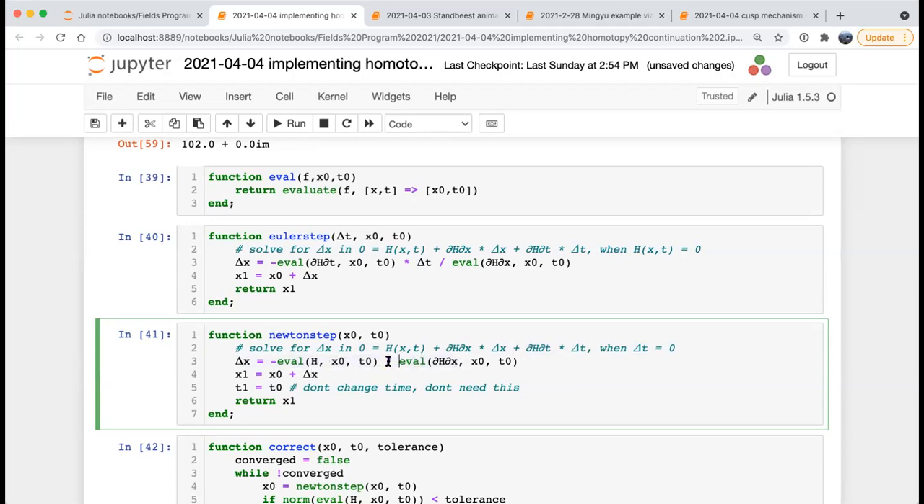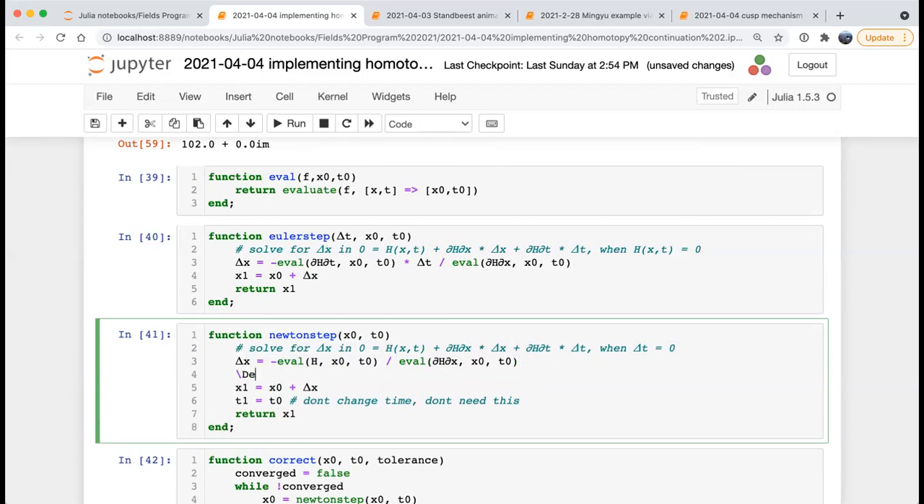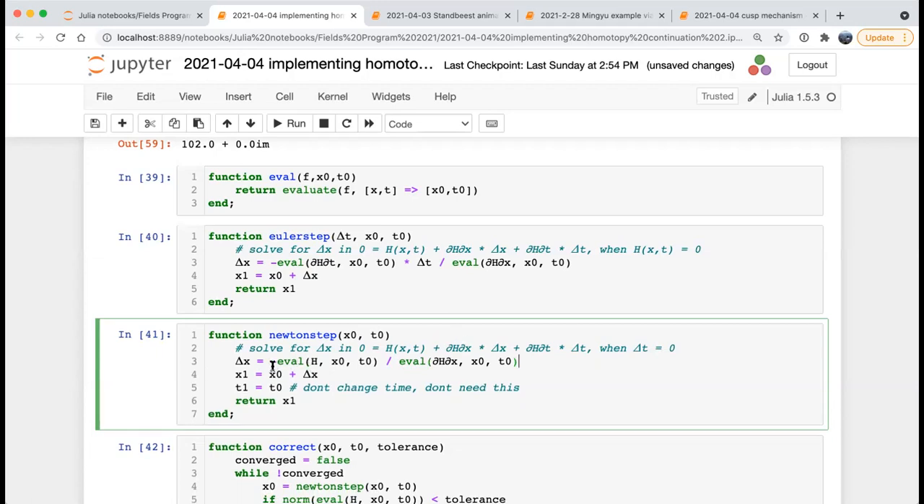Right now I can just literally divide because we have a single complex number, but for more variables, we would solve a linear system, but it would be a similar command. For example, in Julia, I think you could say delta x equals a backslash b to solve ax equals b, or a delta x equals b. So we could have done this in more variables. And so there's our Newton step.